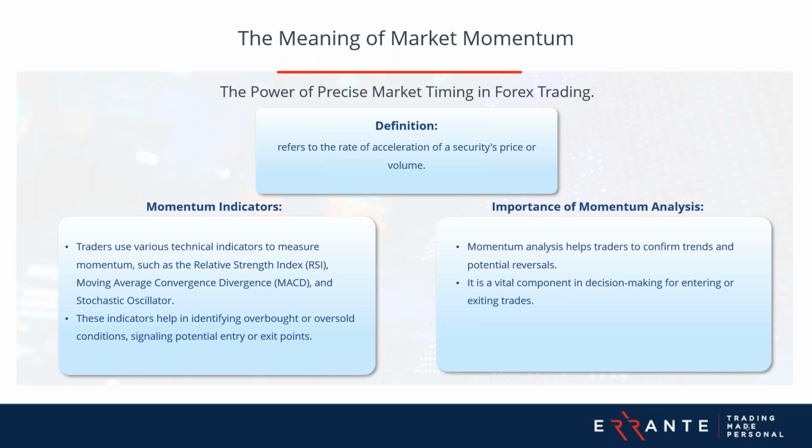So, to quantify market momentum, traders utilize various technical indicators. The relative strength index, or RSI, for example, measures the magnitude of recent price changes to evaluate overbought or oversold conditions in the price of a currency pair. The moving average convergence divergence, MACD, is another tool used to reveal changes in the strength, direction, momentum, and duration of a trend. The other one is the stochastic oscillator. Similarly, it compares a particular closing price of a currency to a range of its prices over a certain period. These indicators assist in assessing market conditions and making informed trading decisions. So understanding market momentum is vital.